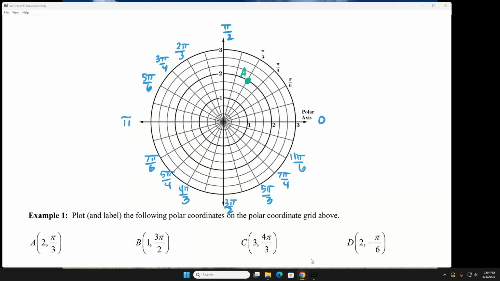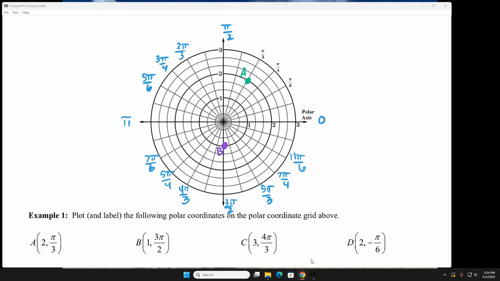All right? And then for B, we are going to be on the circle that has a radius of 1. And we're going to go to the angle that's 3π/2, which is that one right there. So this point here is point B.